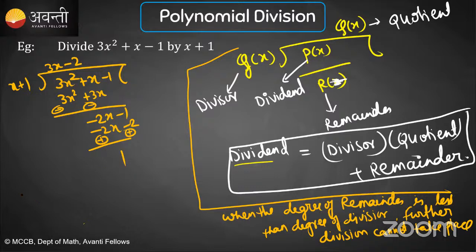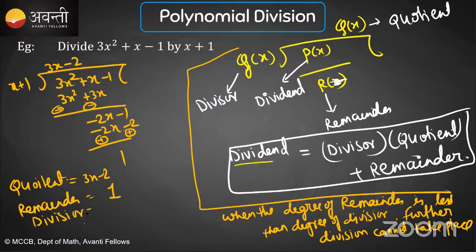So it means division, dividing, what is the question? Now tell me what is the question. Question is 3x minus 2. Yes or no? What is the remainder? Tell me the remainder. Remainder is 1. What is the divisor? Divisor is x plus 1. So this thing you already know, right? Yes, very good. Is there any doubt?